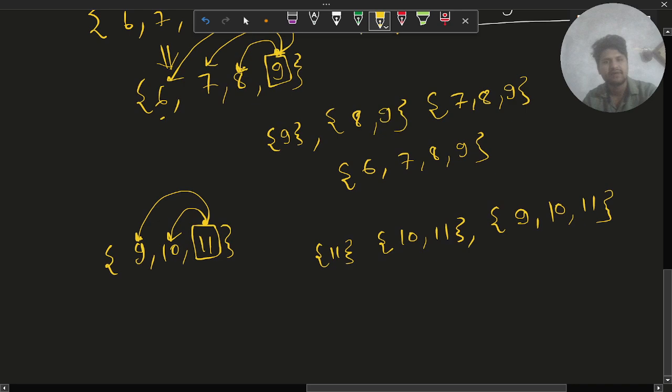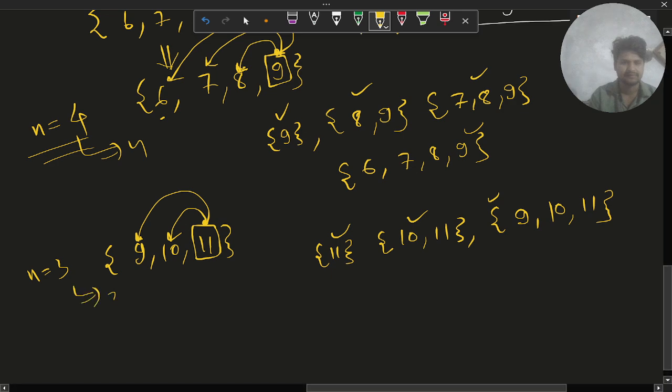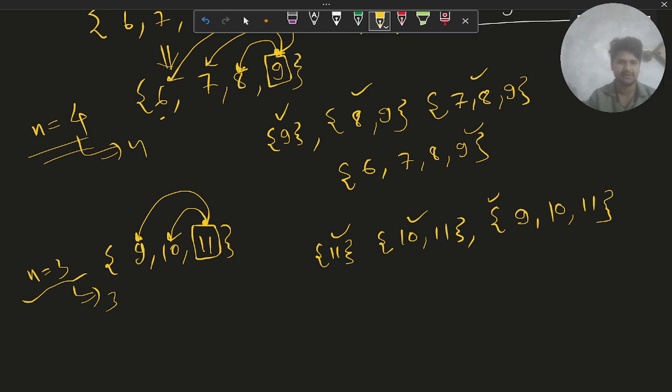Okay, so what is the length of this array? How many elements do you have? 1, 2, 3, 4 elements, and in this you have 3 elements. As you can see, the number of elements decides how many subarrays we can form. So it would be 4 for this, and 3 for this. Whatever the number of elements we have, we can form that many subarrays from that.